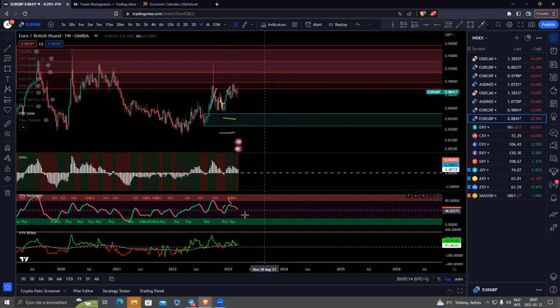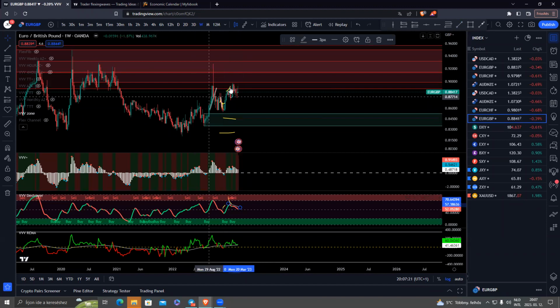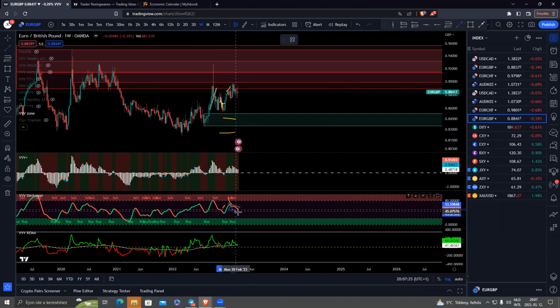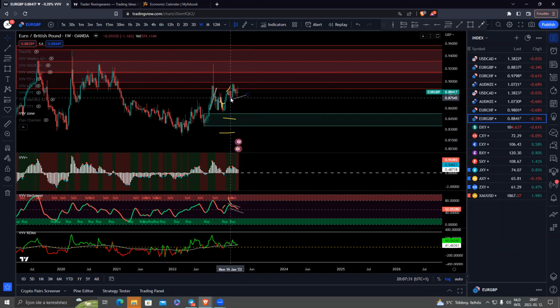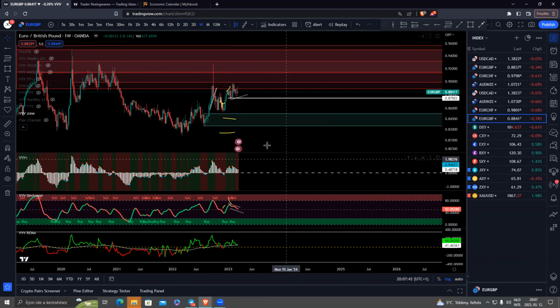But what I don't like in the Euro GBP is simply that there was a divergence formed. What I drew here, right? But there is a possible divergence forming underneath as well. So if next week doesn't break this low, this could go up actually if this doesn't break. Okay, this is the previous zone.